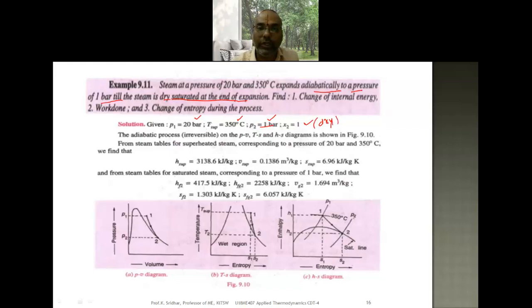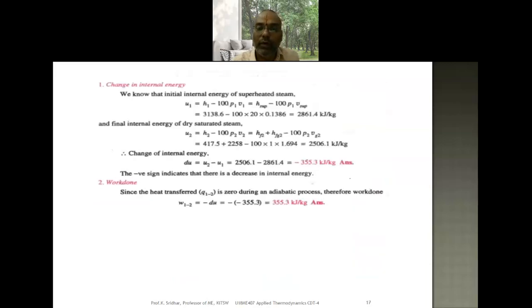And here the initial condition is the superheated steam. The final condition is the dry steam. So go to the steam tables or go to the Mollier chart and locate these particular points and find out the H1, H2, S1 and S2 values. All these are basically plotted here. These are obtained from the steam tables or from the Mollier diagram. Now our duty is only to substitute in the respective formulas.